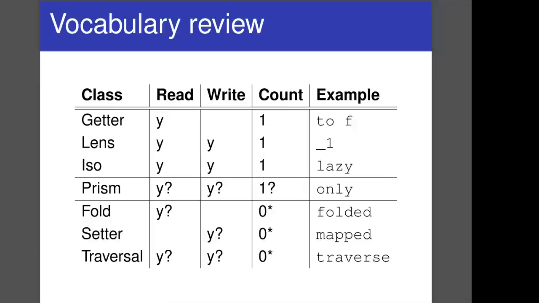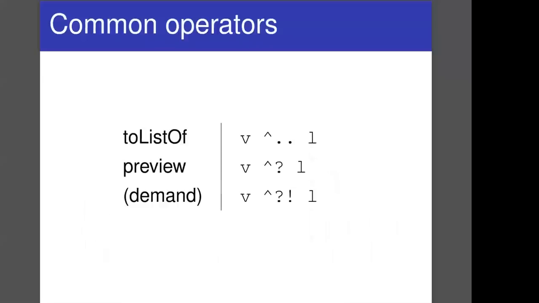Then you see the prism, maybe you can read from it, maybe you can write to it, maybe it accesses zero or one elements. Folds, setters and traversals are working on multiple elements, so zero or more. And these are common operators to be using with traversals. So caret dot dot is very, very common. Caret question mark, probably the most common. Caret question mark bang says, I know it's there. Give me an error if it's not.